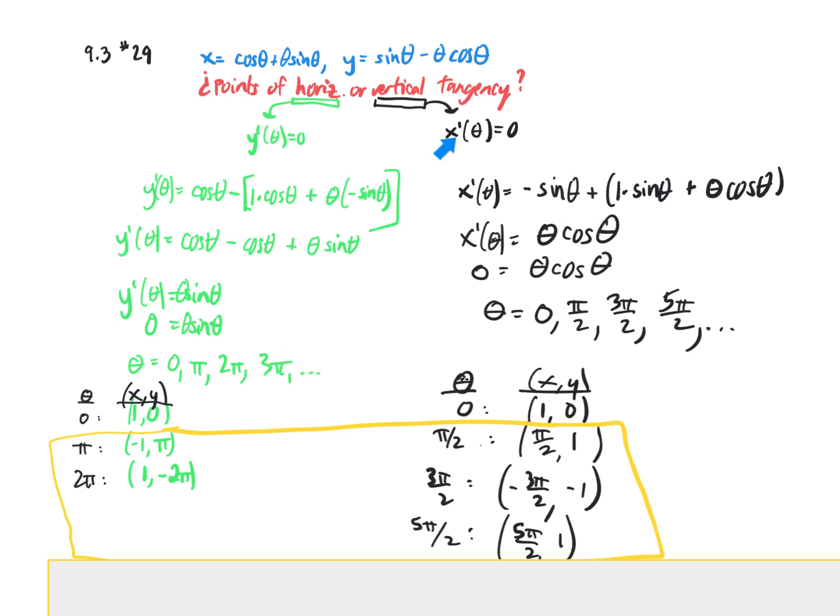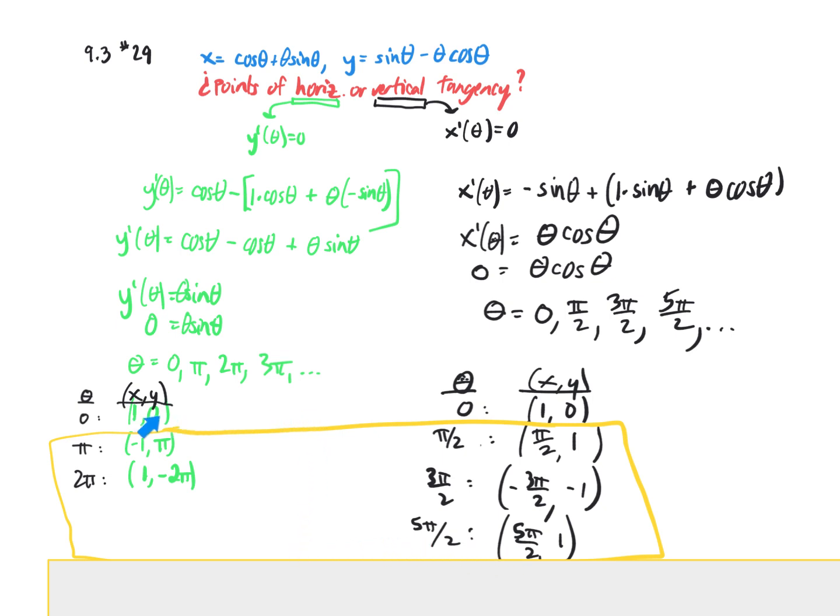For the vertical points of tangency, we have the derivative. This is equal to 0 when theta is 0, or when cosine of theta is 0, which are these values. And when we plug those in, we get these ordered pairs. At 7 pi over 2, we get an ordered pair that's no longer on the shown graph. So this is where we stop.